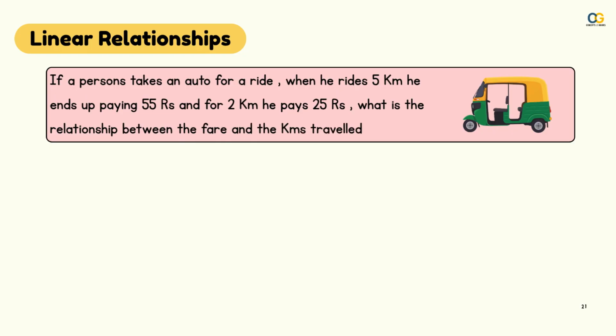And for a ride of 2 kilometers, he pays 25 rupees. So what is the relationship between the fare that he pays and the kilometers that he has traveled? So when x is 5, y is 55. And when x is 2, y is 25.